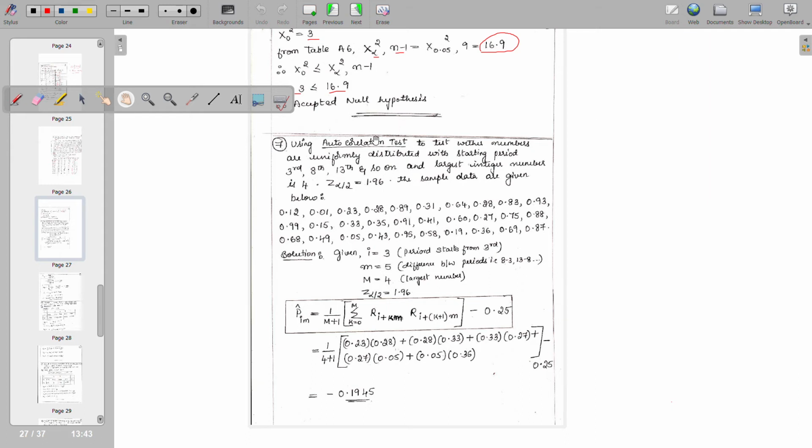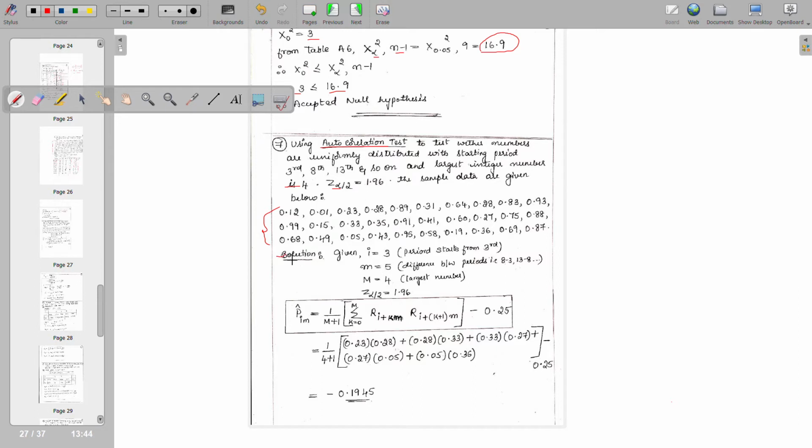Okay, the second type of test for random numbers is the autocorrelation test. Consider an example: using the autocorrelation test to test whether the random numbers are uniformly distributed, with the starting interval 3, 8, 13 and so on, and the largest integer M given as 4. Z alpha by 2 is given as 1.96. The sample data are given below.